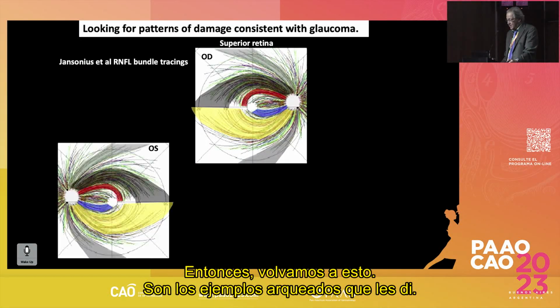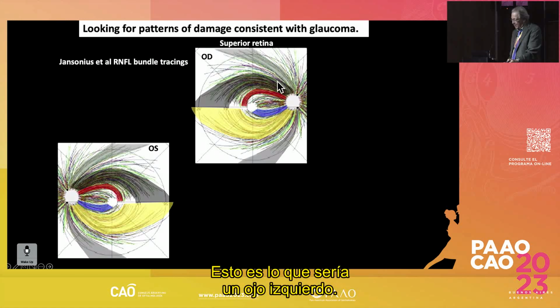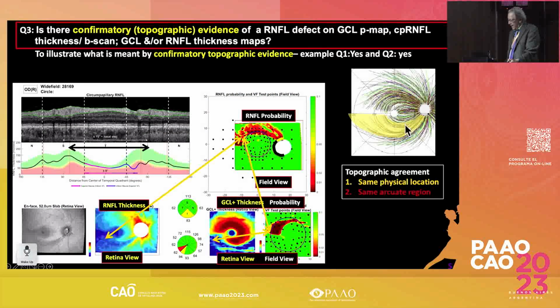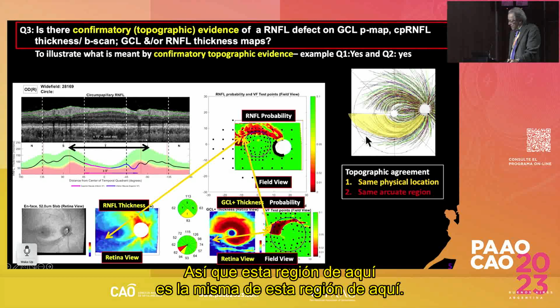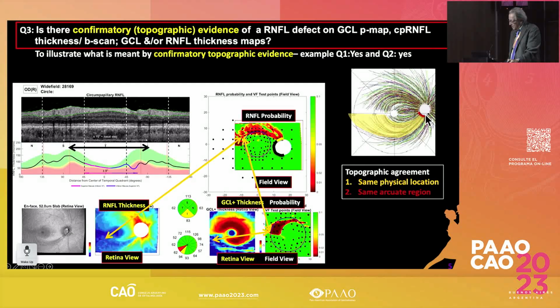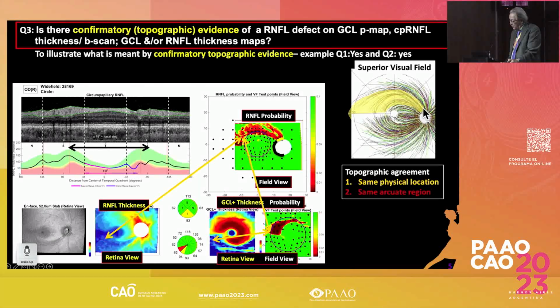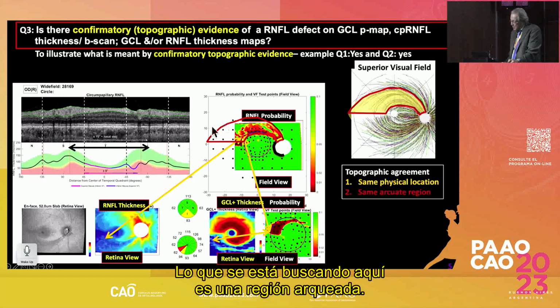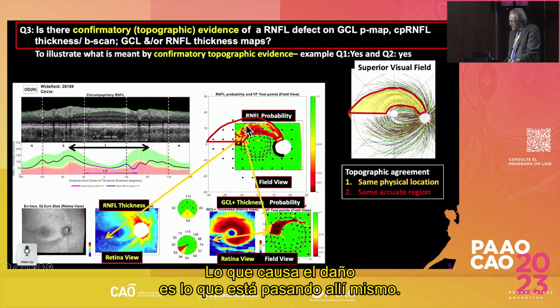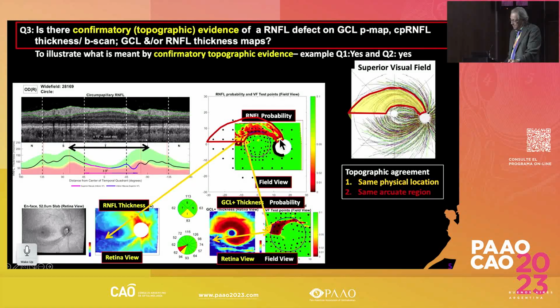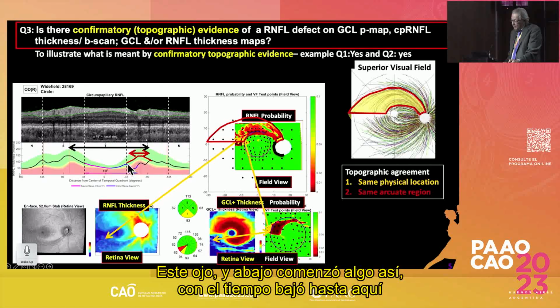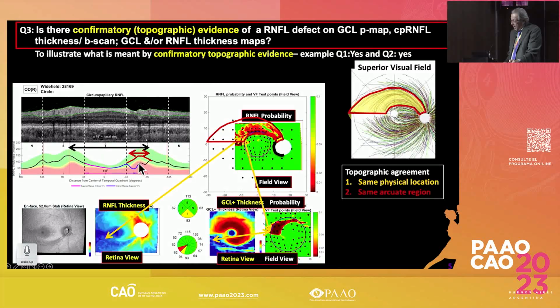They should also agree with an arcuate region. So let's go back to this. This is with the arcuate examples I gave, and here's what it would be on the left eye. And so this region here is the same as this region over here. So let's flip this so that this is in field view, and let's superimpose it here. So what you're looking for here is an arcuate region where the damage is caused by what's happening right there, right? And so here it is here, right? This eye undoubtedly started out life something like this. Over time, it went down to here and created all of these other aspects.